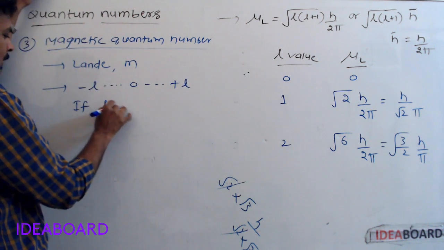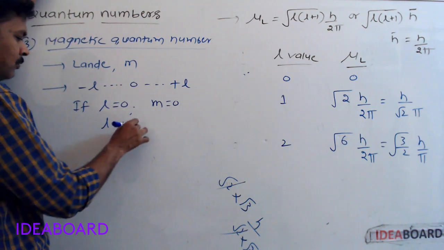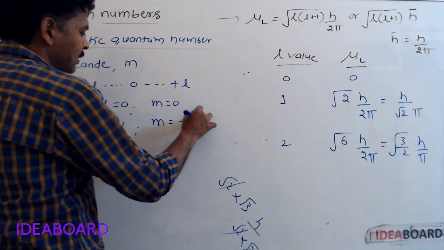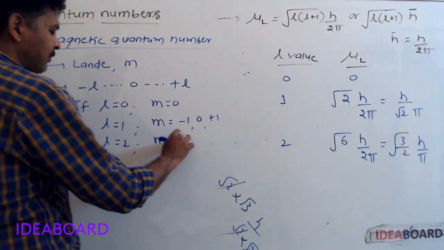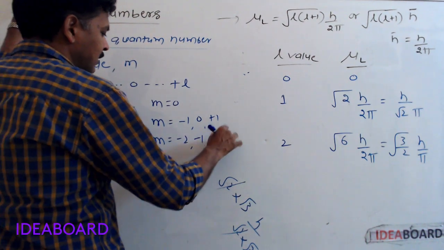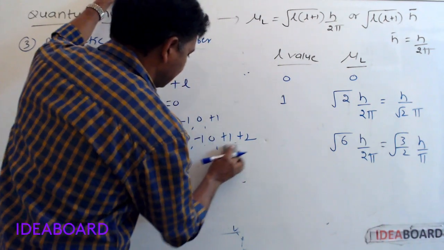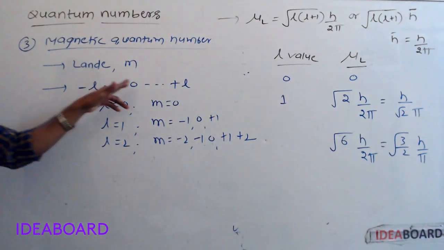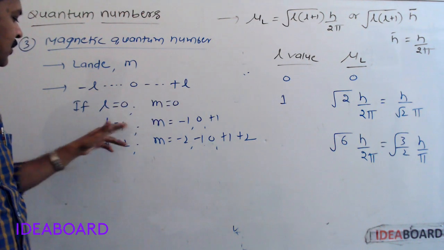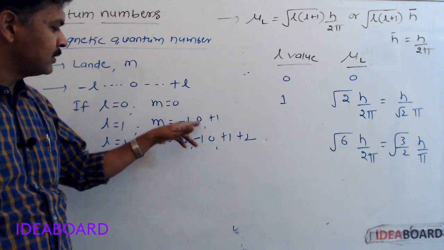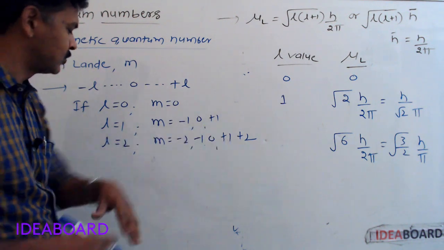If L is equal to 0, then m should be 0. If L is equal to 1, then m values should be minus 1, 0, plus 1. If L is equal to 2, then m values are minus 2, minus 1, 0, plus 1, plus 2.